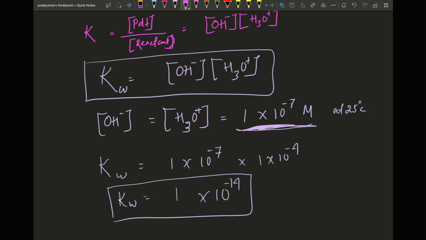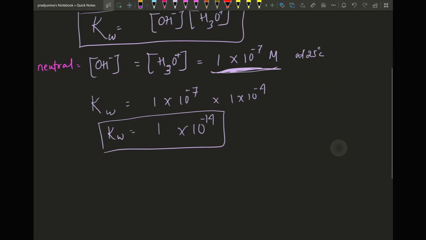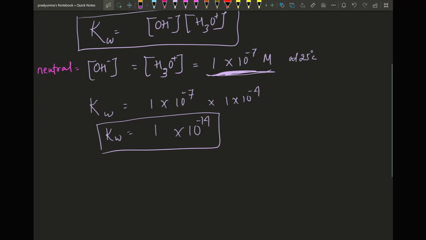All right, so right now you know that this is the neutral water. So when the water is neutral, the concentration of each component is going to be 10 to the power negative 7, and the product is always going to be 1 into 10 to the power negative 14.